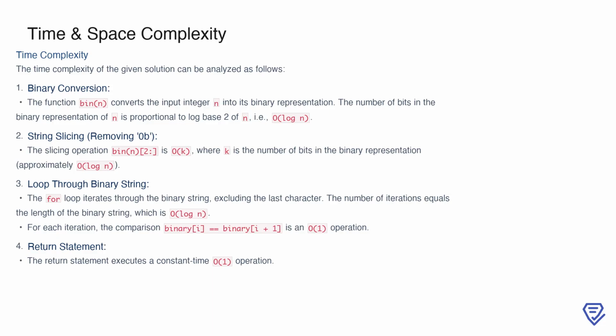After that, the for loop iterates through the binary string, comparing consecutive characters. The number of iterations corresponds to the length of the binary string, which is again log n. Within each iteration, the comparison operation is constant time, or O(1). Lastly, the return statement is executed in constant time, or O(1). When we put this all together, we see that the loop is the dominant factor, and the overall time complexity is determined by the length of the binary representation, which is proportional to log n.